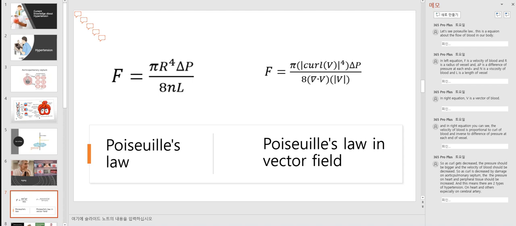So as the curve gets decreased, the pressure should be bigger and the velocity of blood should be decreased. And as the curve is decreased by damage to the aortic pulmonary septum, the pressure on our heart and peripheral tissue should be increased. And this means there are two types of hypertension, on the heart and others, especially on the cerebral artery.